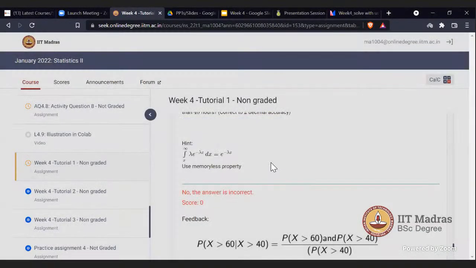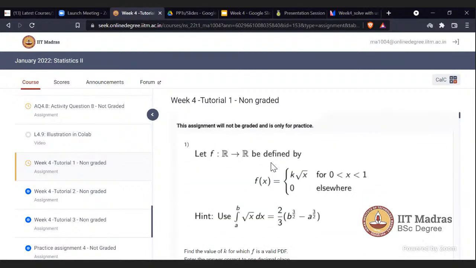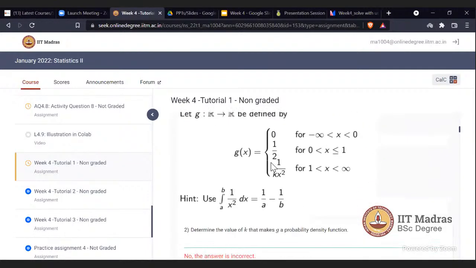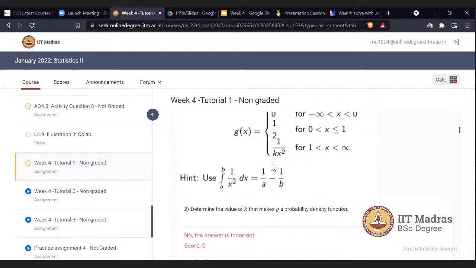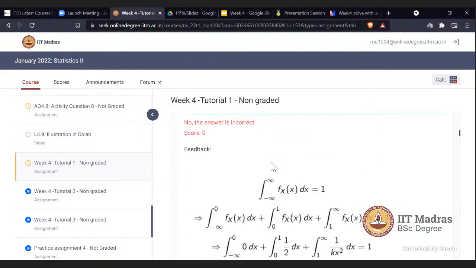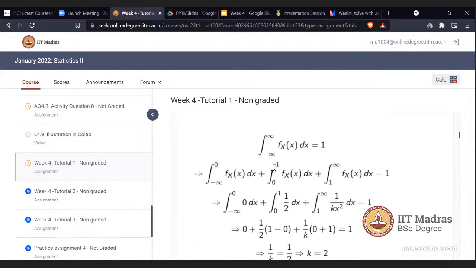Tutorial 1, question number 2. Yeah, question number 2. So over here, I'm getting the value of k equals -2. K equals -2. Yeah, you can just confirm the solution. Over here, k is equal to 2.